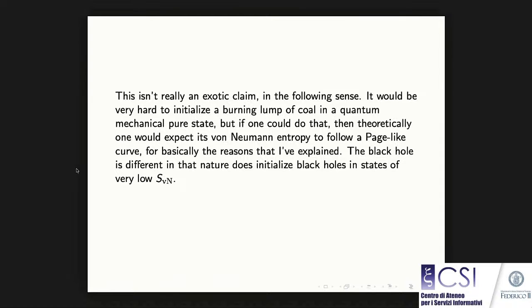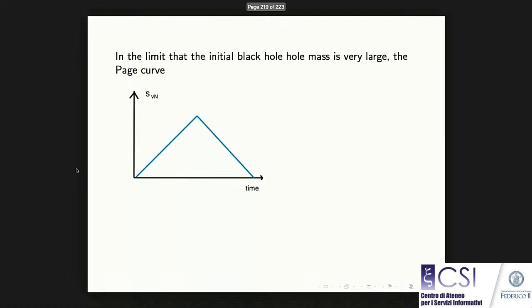The difference of the black hole from the lump of coal is that although it's hard to see how you could initialize a burning lump of coal in a state of very low entropy compared to its thermodynamic entropy, nature does that in the case of black holes by producing them in low energy states, low entropy states.